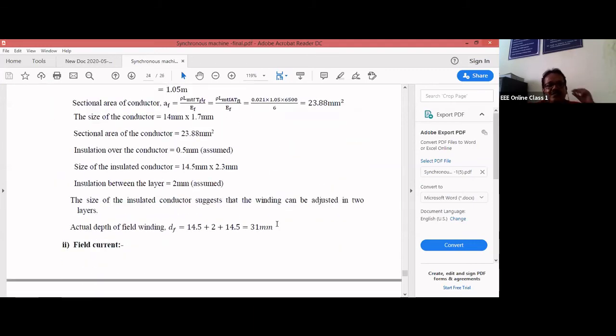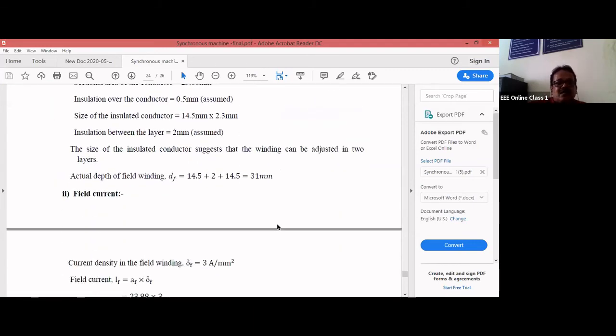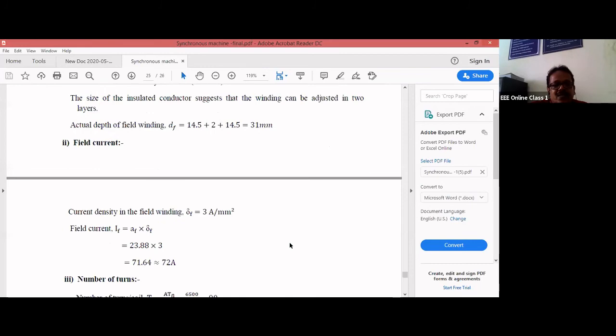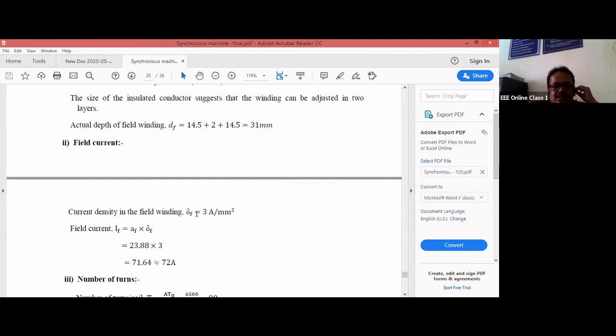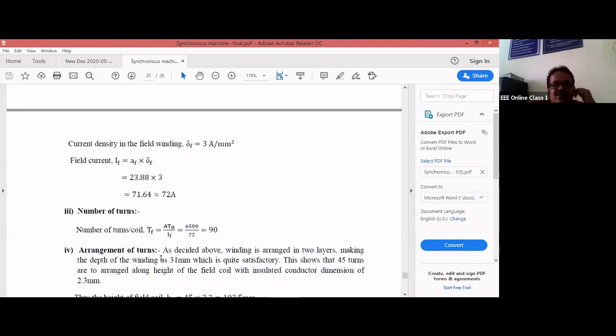After finding out the depth, you can calculate the field current. This is the actual depth of the winding. So field current I_F can be calculated as A_F into D_F. A_F is already calculated here, density is given. You can calculate the field current. Now, number of turns: T_F is equal to AT_F by I_F.